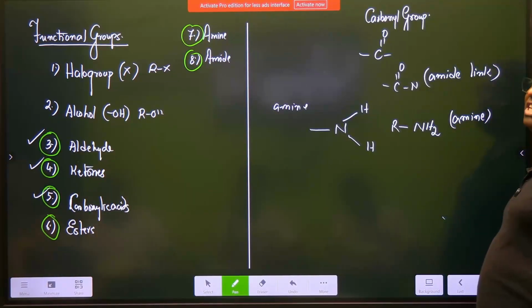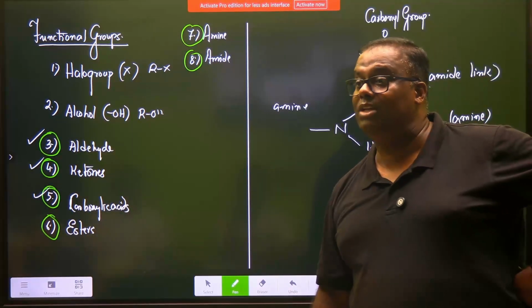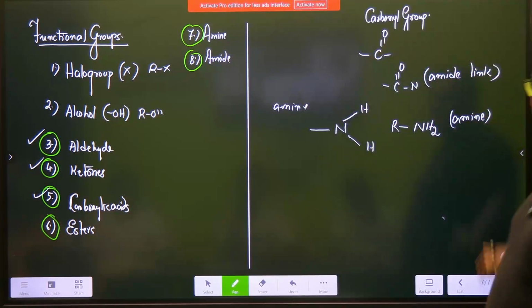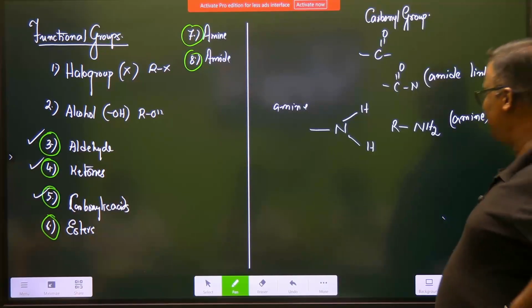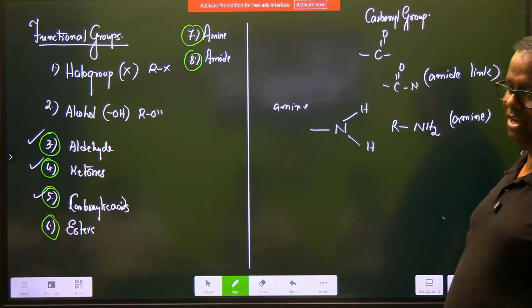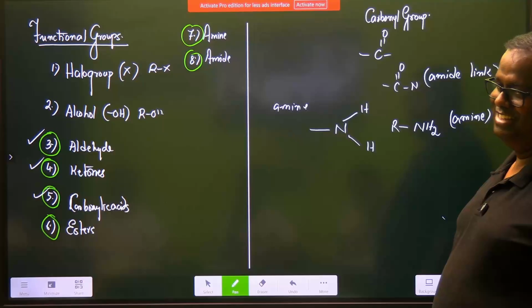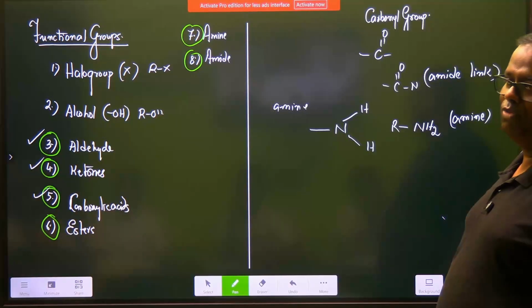Proteins are amino acids. So it will have an amine group and it will have an acid group also. This is an amine. Next in grade 11, you will study what is a primary amine, what's a secondary amine, what's a tertiary amine. Clear? Before going to reactions, so this was all about functional groups.